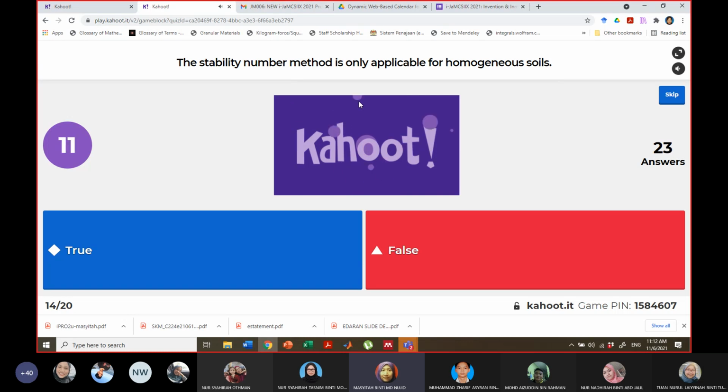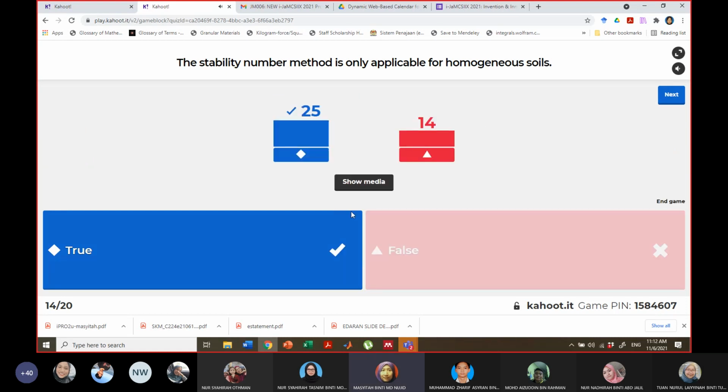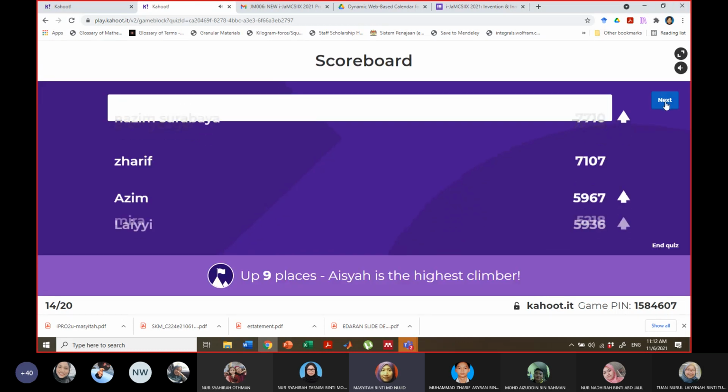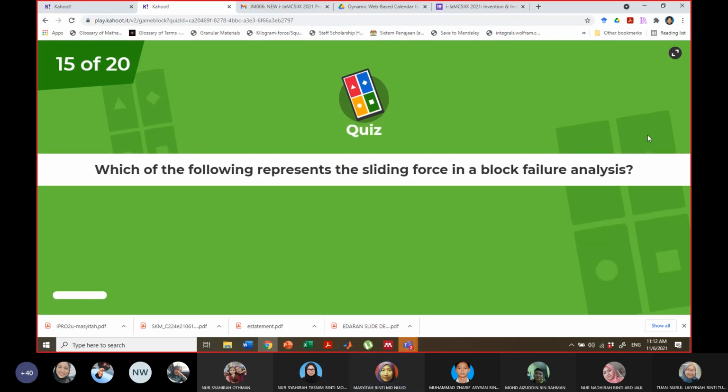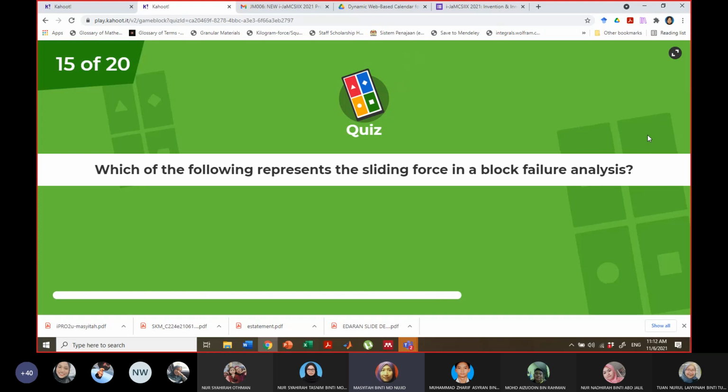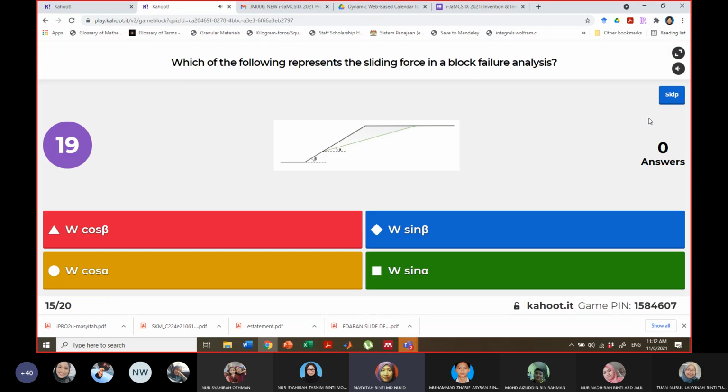Okay, the stability number method is only applicable for homogeneous soil. True or false? Yes, the answer is true. So actually there are advantages and disadvantages to certain methods. Okay, see that we have a new scorer. Congrats. Which of the following represents the sliding force in the block failure analysis? This is also a big tough one because it's part of a complex slope problem.